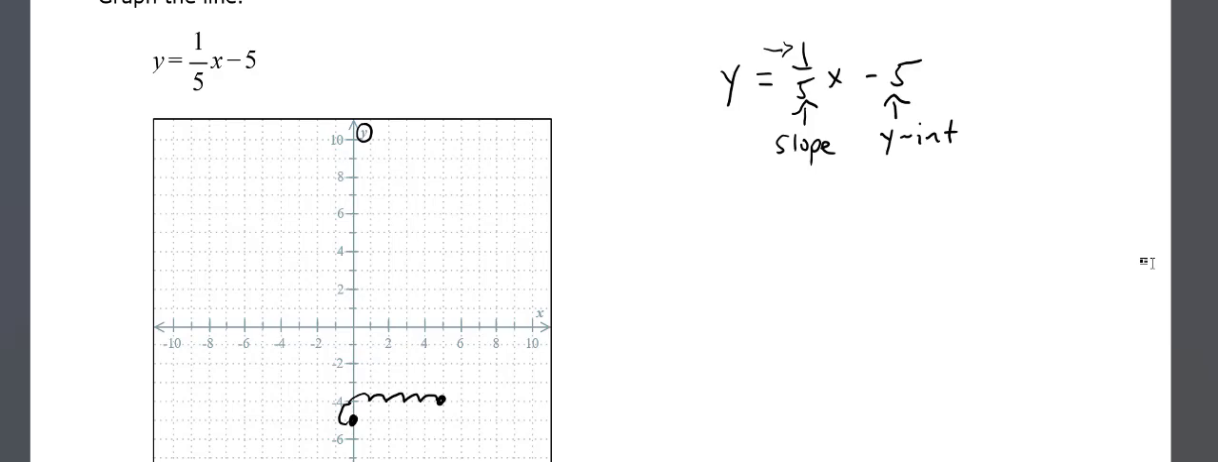And again, we can copy that. We can move up 1 and move to the right 5 to plot another point. And again, these are all on the same line.